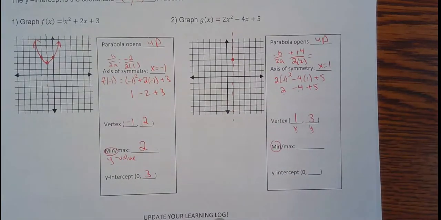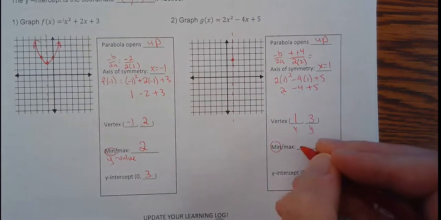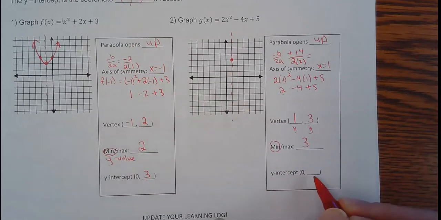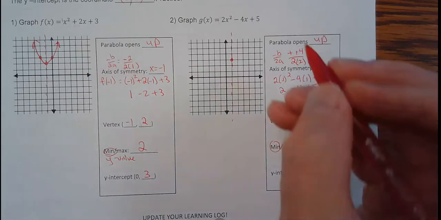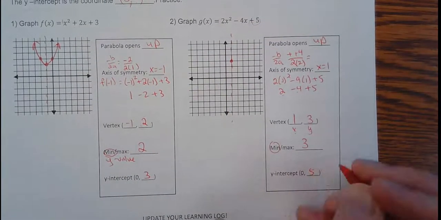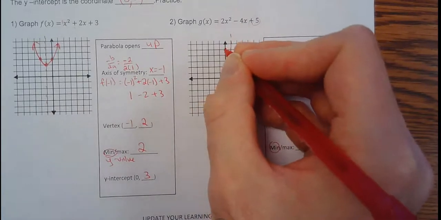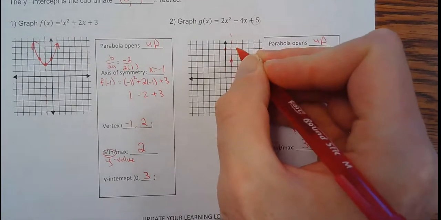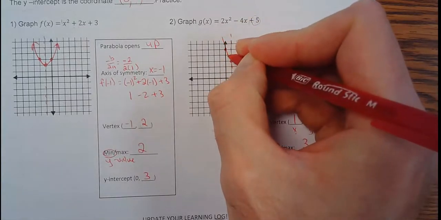Remember, when we say minimum value, value is y. X tells you when that value happens, but the y is the actual value, so this one has a value of 3. And then the y-intercept is going to be 0, comma, and then what's the c? The c is 5. So at 0, comma 5, I've got a point. And anytime you find a point that's not on the axis of symmetry, you can mirror it over. So I can mirror this guy to the right side over here. Now I've got my U shape.